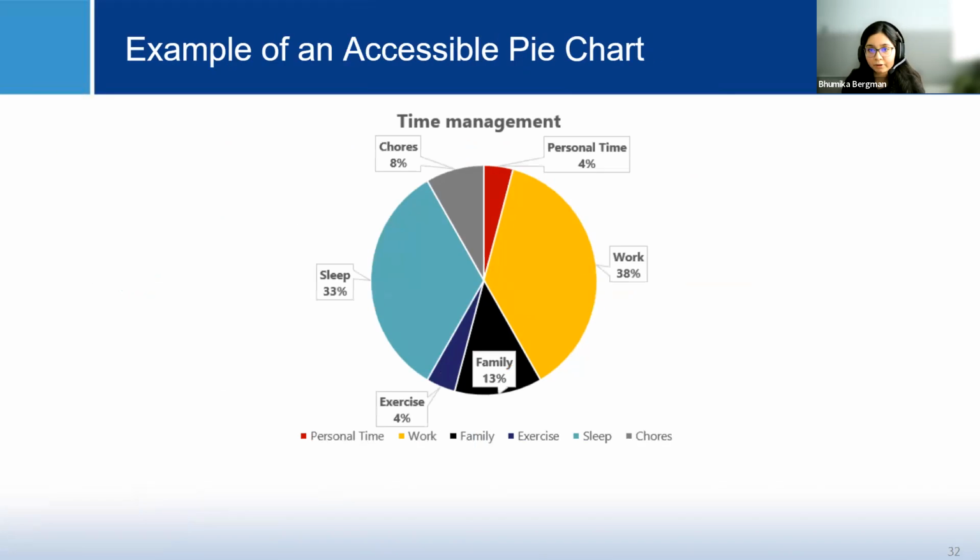And here's the example of the same pie chart, but it is accessible because the text is showing exactly where the shape is. So they will know that all the percentages are correct and this is much more readable and understandable.